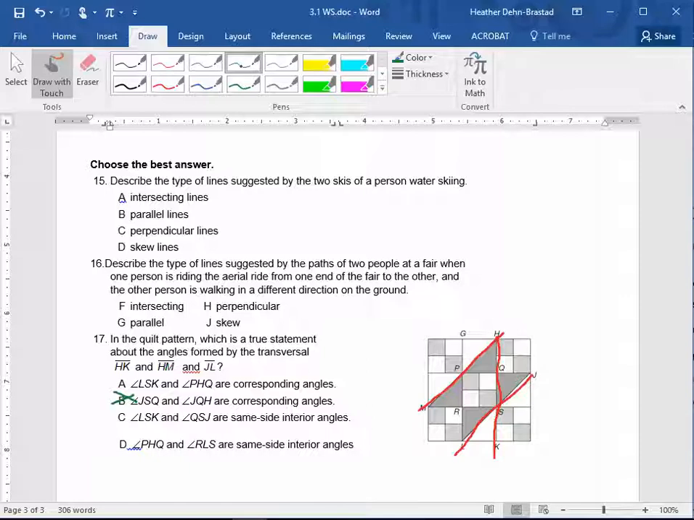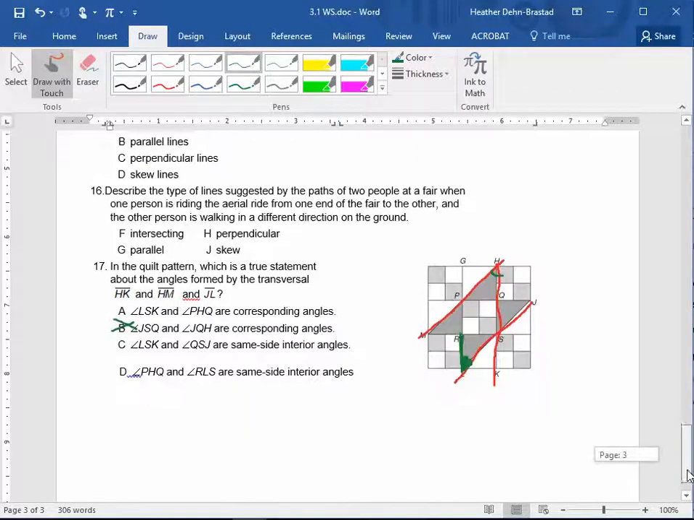D says angle PHQ, that's this one, and angle RLS. I lost L, LS, these two. As you can probably guess, these are not same side interior because I had to make angle R out of lines that were not intersecting. It was not formed by these lines. So definitely A is the best answer on this one.